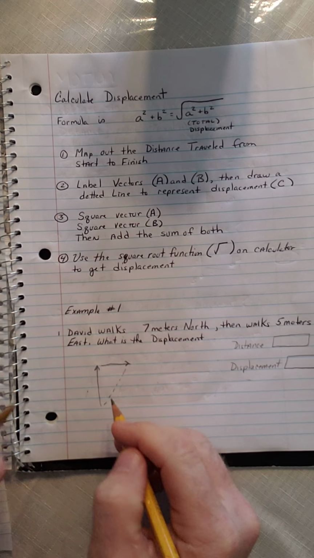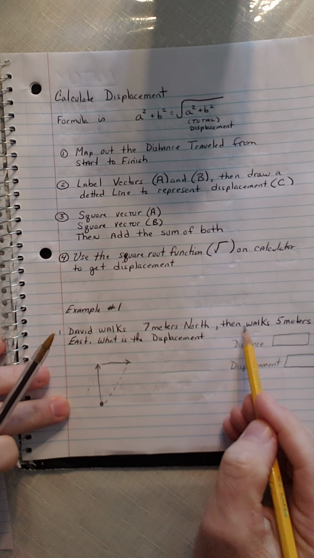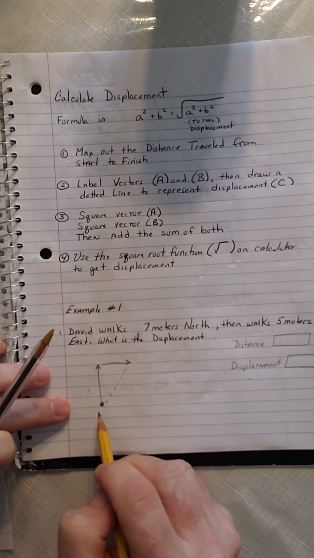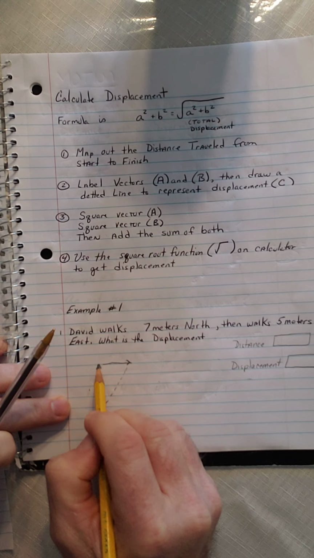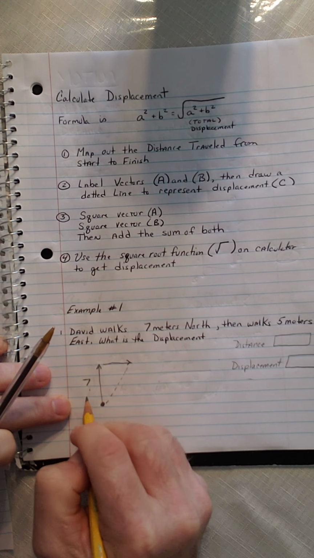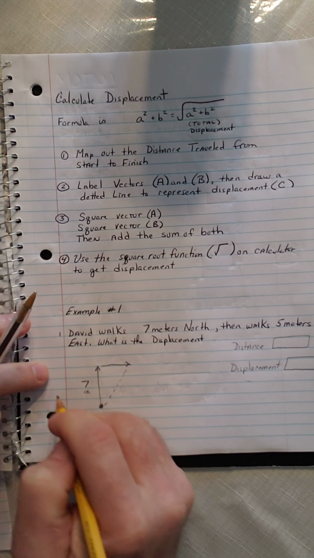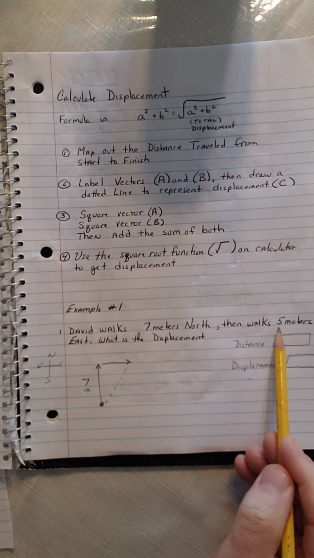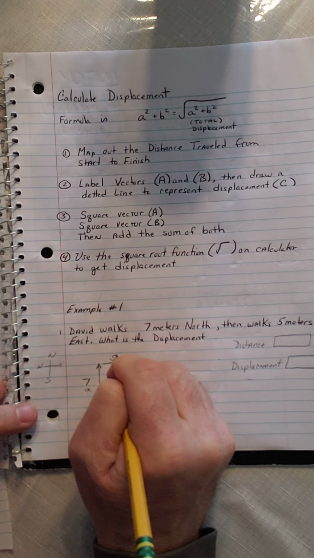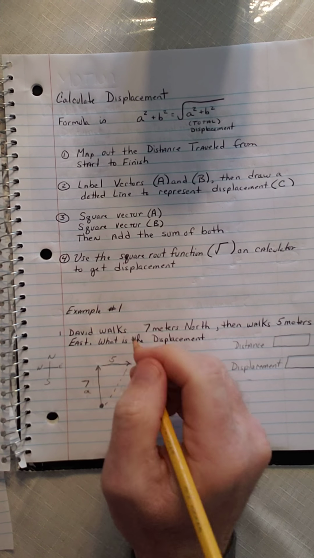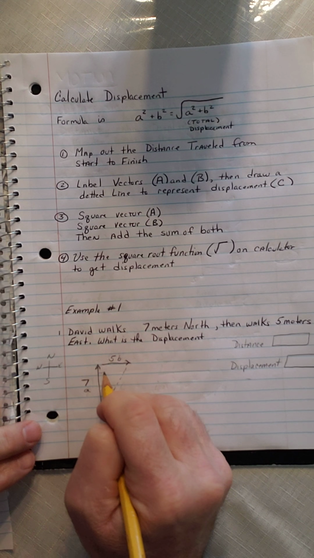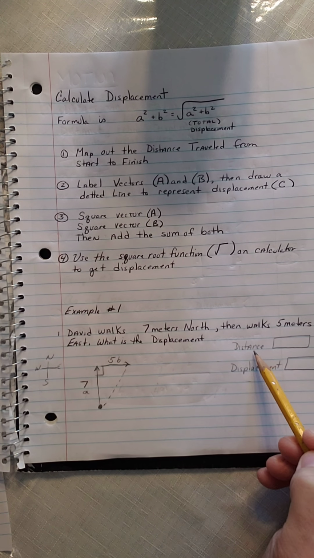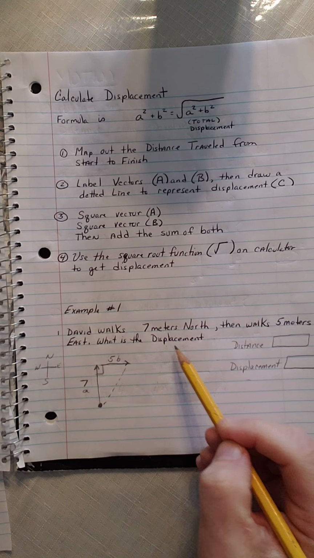So here we have example number 1. David walks 7 meters north. Then he walks 5 meters east. What is his displacement? So I'm just going to draw out a basic diagram. David walks 7 meters north. I'm going to label that A. Then he walks 5 meters east, which is my second vector. I'm going to label that B. And as you can see, we kind of have a right triangle here, but we'll get into that later on possibly.